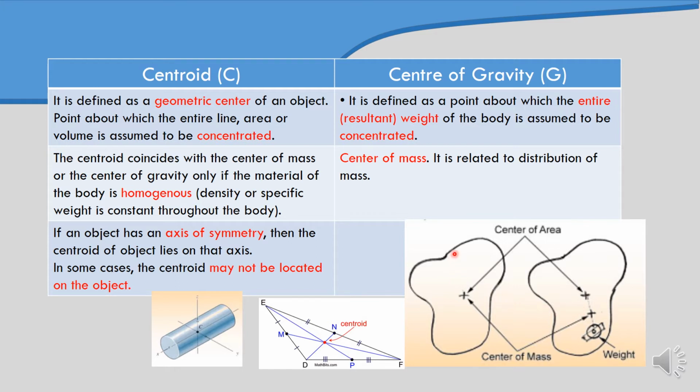Before we put the weight, the center of mass and the center of area or centroid are at the same location. After we put additional weight, the center of mass moves a little bit away from the center of area or centroid. So under certain conditions, the center of area or centroid is not the same as the center of mass in terms of location.